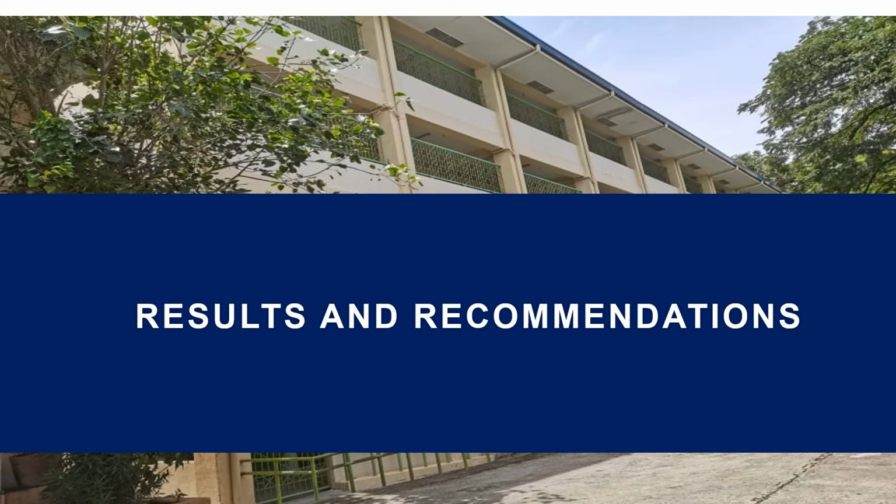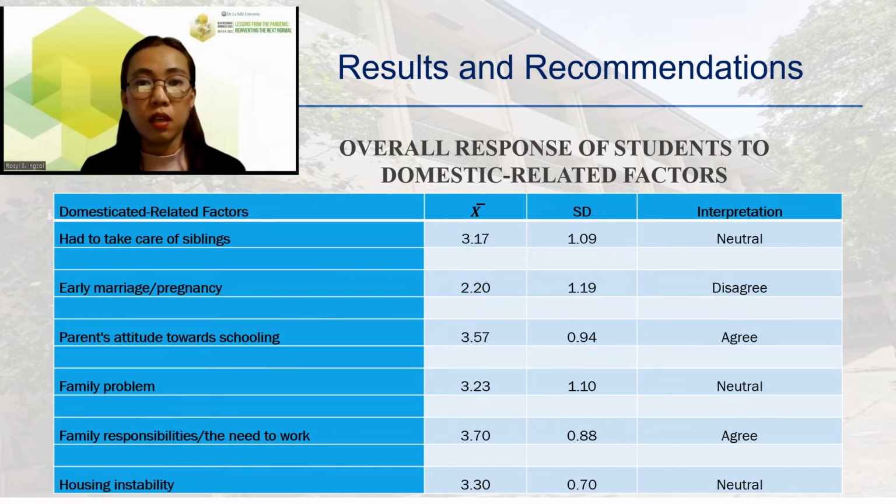For the results and recommendations, frequencies, means, percentages, and standard deviations were utilized to explore the different factors of students' absenteeism and truancy. For the results of the study, this is the overall response of students to domestic-related factors. Most of the students agreed that parents' attitude towards schooling and family responsibilities or the need to work are factors of students' attendance, while students disagreed on early marriage or pregnancy, and the students are also neutral on taking care of siblings, family problems, and housing instability.